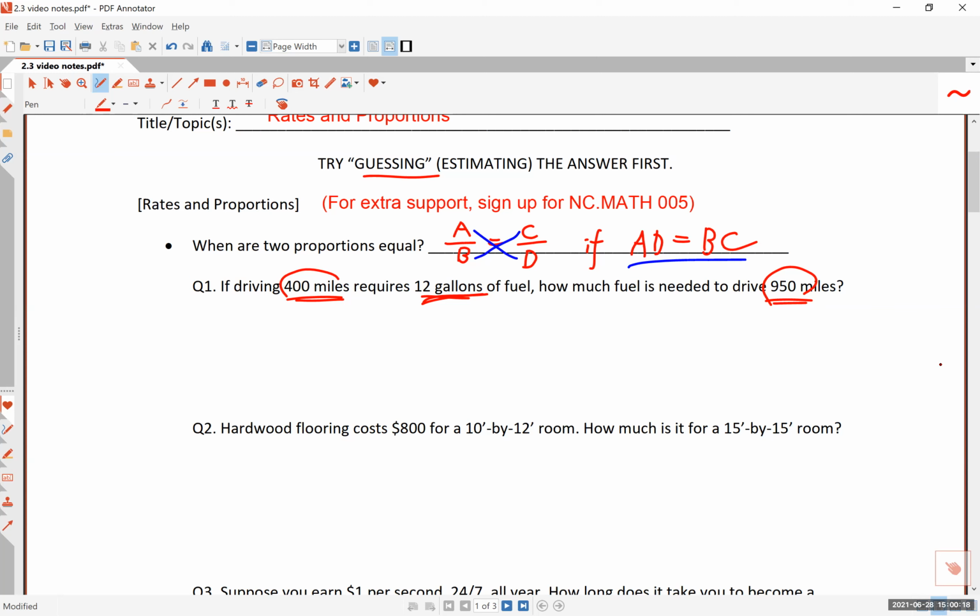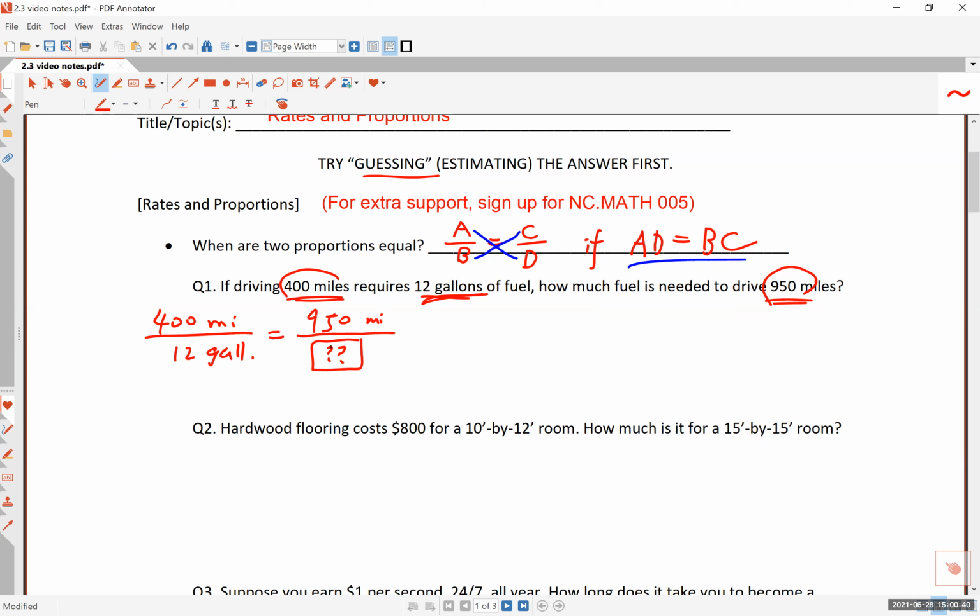And now let's try to find the answer. The way we set this up is this. You have 400 miles and you can do this in 12 gallons. And that proportion, we're assuming, is equal to the ratio of 950 miles and the unknown number of gallons, right?